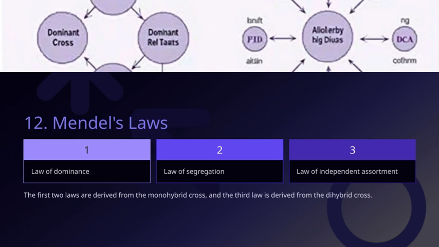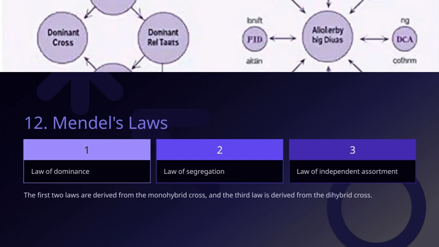Next are the first two laws derived from the monohybrid cross. The law of segregation states that during the formation of gametes, the two alleles for a trait separate, so each gamete carries only one allele. The law of independent assortment, on the other hand, tells us that genes for different traits are inherited independently of each other, which is evident in dihybrid crosses.